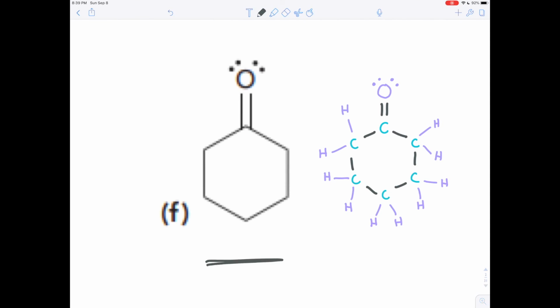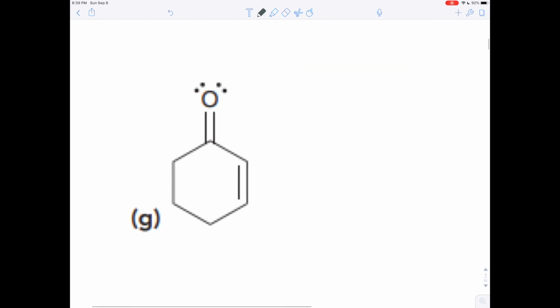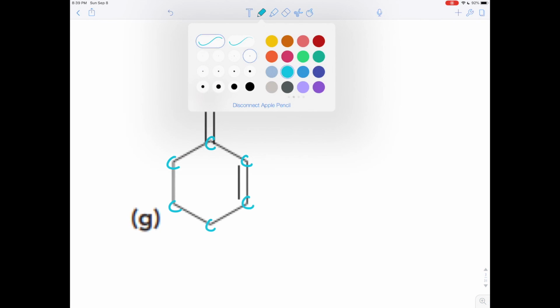These are the same molecule. You'd want to look at this and see that. All right, this next one. So we know the carbons are at every corner here. So 1, 2, 3, 4, 5, 6 carbons.